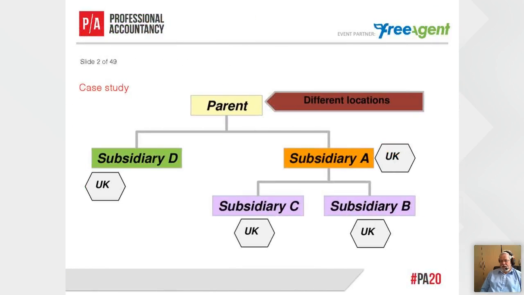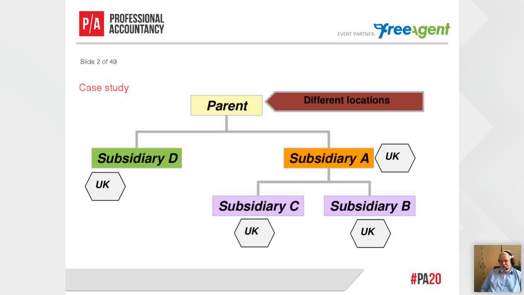Now, for the purposes of the case study, I'm using exactly the same format throughout. So we have here what I would refer to as a small group. So subsidiaries A, B, C, and D are all based in the United Kingdom. And what we will be doing effectively is highlighting various aspects for that parent at the very top being in different locations. Those locations are simply in the United Kingdom, within the EEA, and outside the EEA.